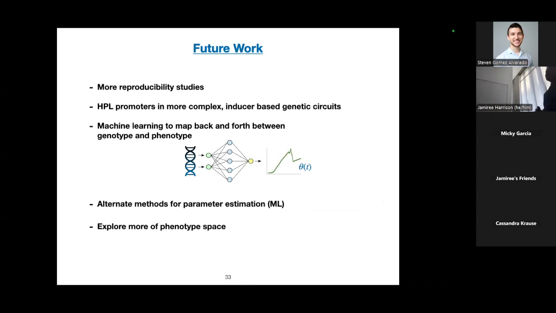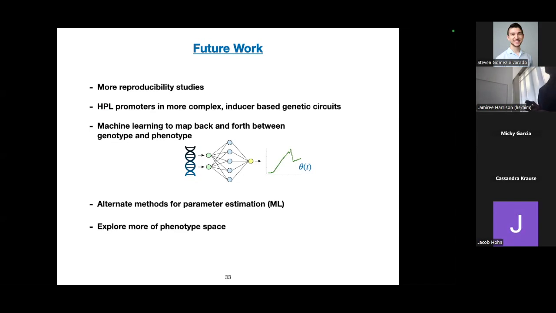So for future work, and bringing it back to Professor Bulow's question, we also need to do more reproducibility studies in order to make sure that the phenotypes we're seeing that are very interesting are able to be reproduced basically on command, right? Because it's not very useful if your phenotypes are like 1 in 100. You need it to be pretty reliable in order to call it a reliable part, right?